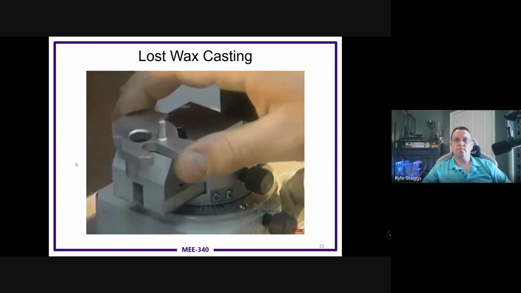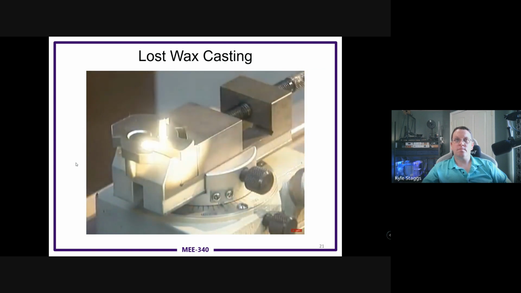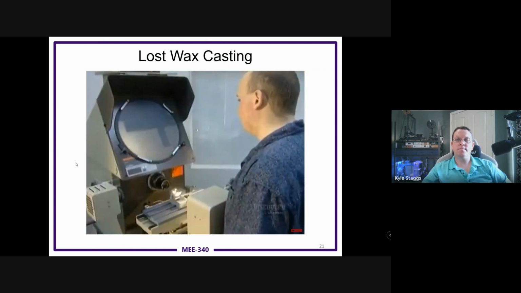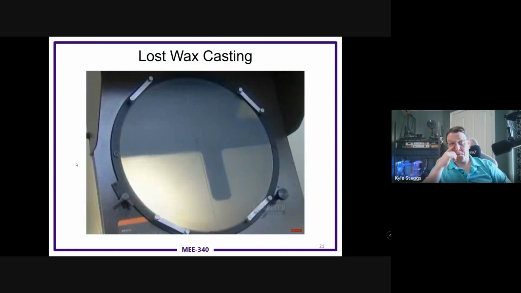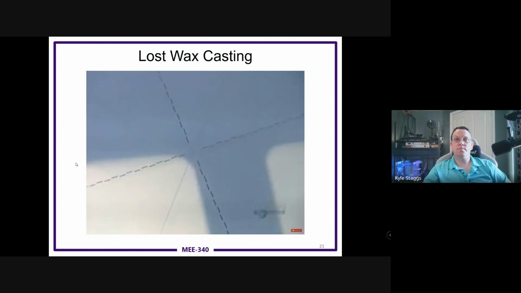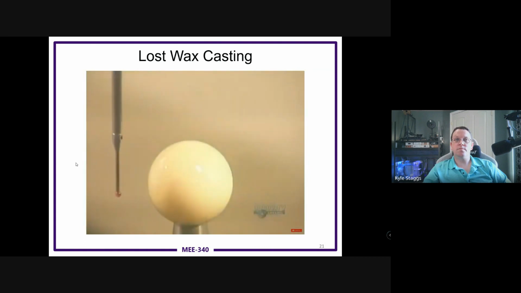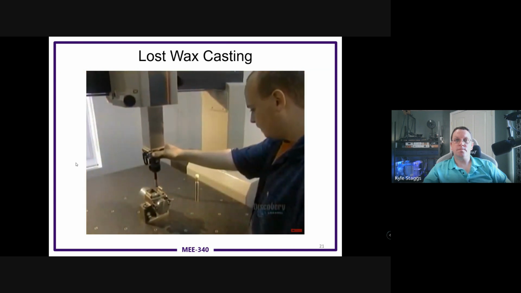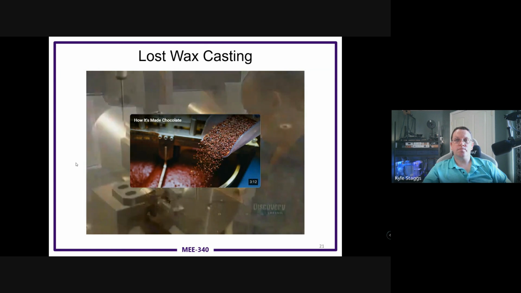Technicians use a series of tools and presses to measure the part. If it doesn't meet specifications, it's either reworked or simply discarded. They use sophisticated equipment such as this optical comparator to check angles and radiuses, and this coordinate measuring machine to verify dimensions.